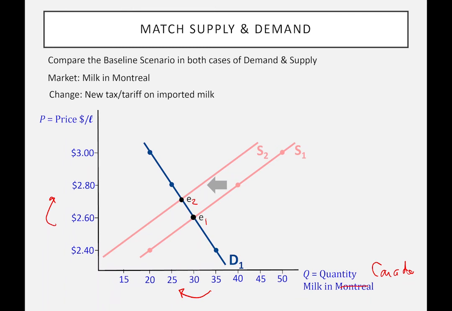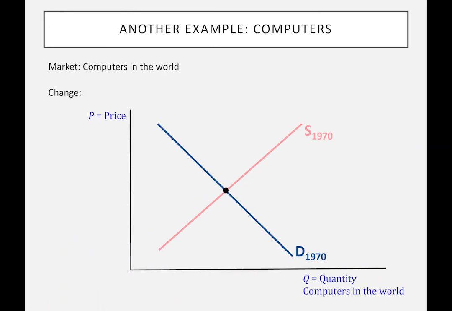But let's go back, just take this idea of supply curve shift or demand curve shifting and so on. Let's consider a different market, okay? Another example, look at computers in the world. So here I've got 1970, so this is like 50 years ago, and this is the supply and demand curve. I don't know what the price for a computer was 50 years ago. It was probably very expensive. I don't know how many computers there were. There probably weren't too many of them.